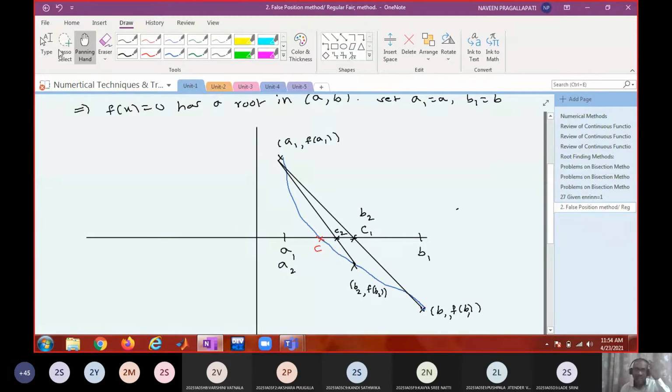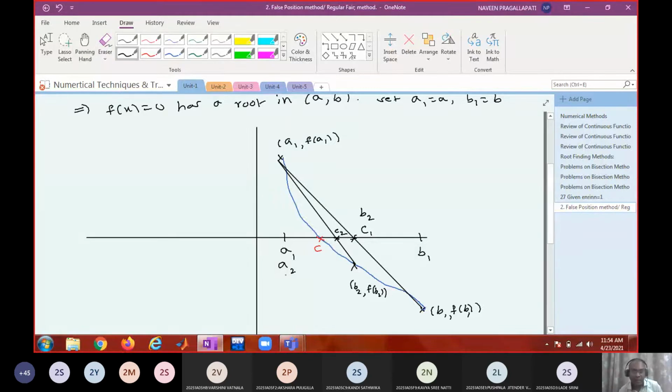Did we get a refinement? Yes or no? Yes. Okay. Now again see the sign of f of C2. In this case, f of C2 is again negative. F of A2 is positive.